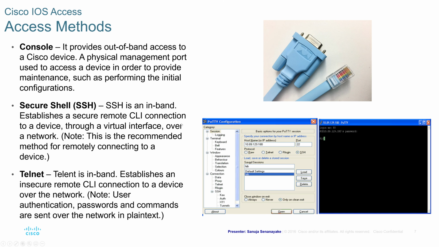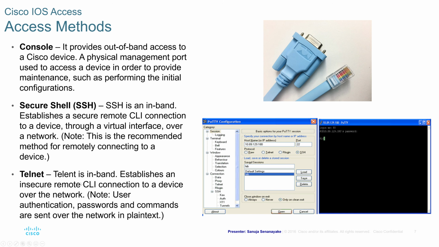The SSH access can be done through a program such as PuTTY, and it looks like this on the right hand side. Once you enter your information here and press connect, it'll give you this SSH window where you can interact with your Cisco device.